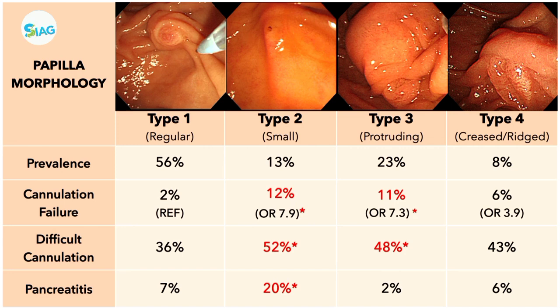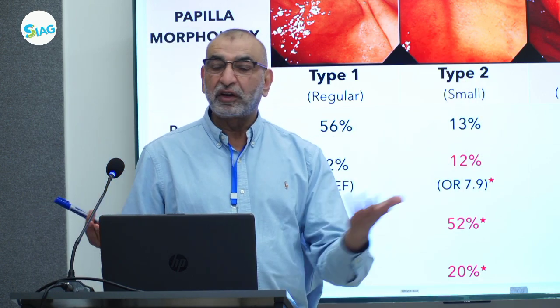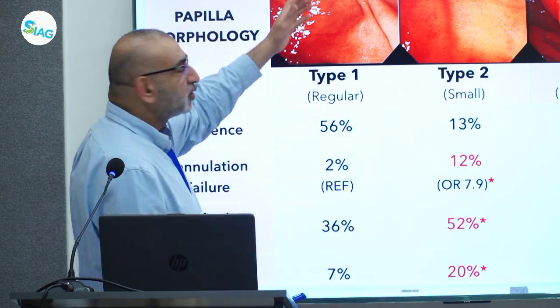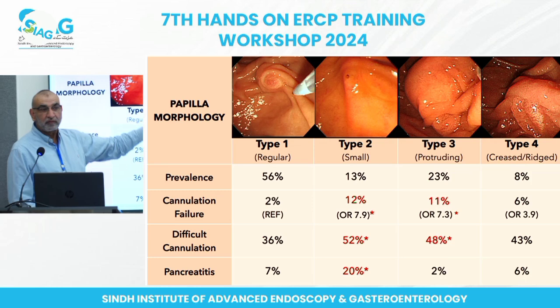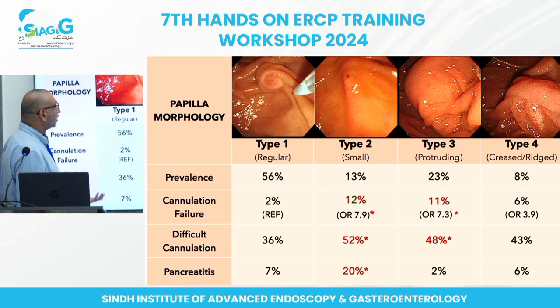So this is the type 1 papilla. This is the standard one that you always see. It's very common. So this is the one which is easy to cannulate. We shouldn't have any problem with it unless you are unlucky.